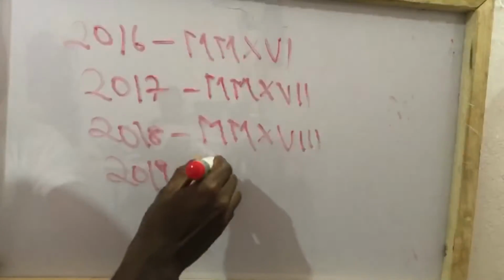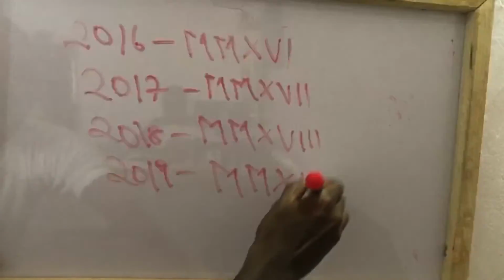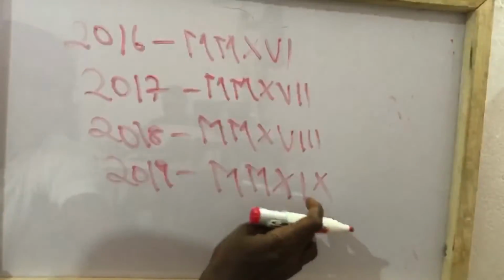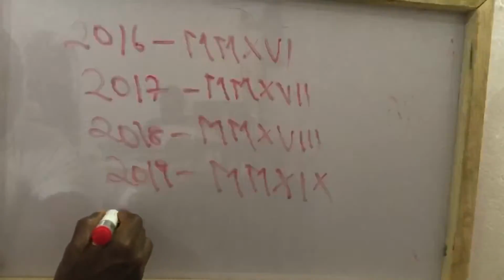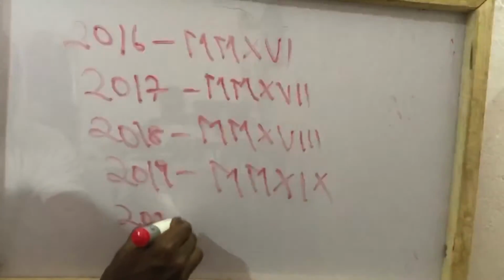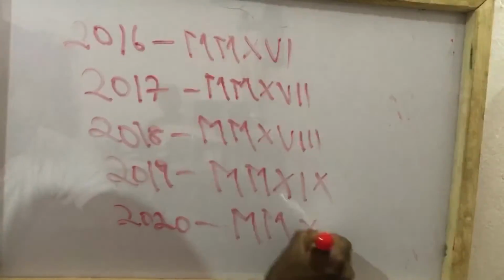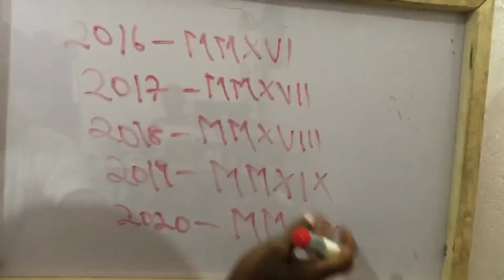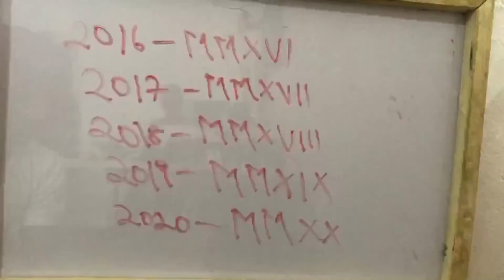2019 will be MMXIX. X is 10, IX is 9. So 10 plus 9 is 19. So this is 2019. 2020 is MMXX. 20 is XX. And that's the end for today's tutorial.